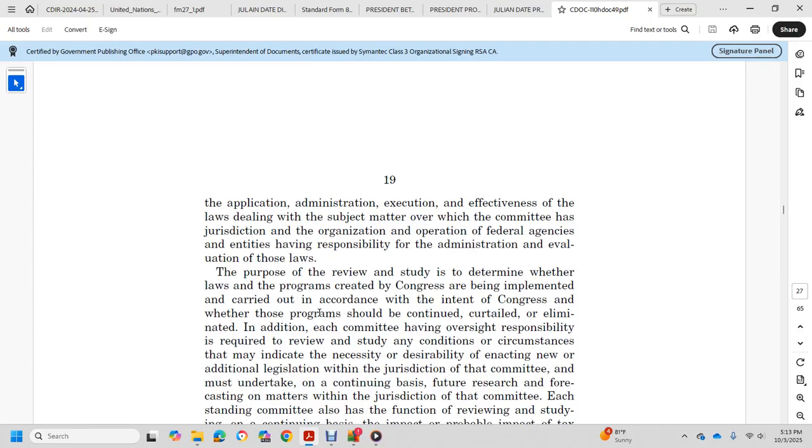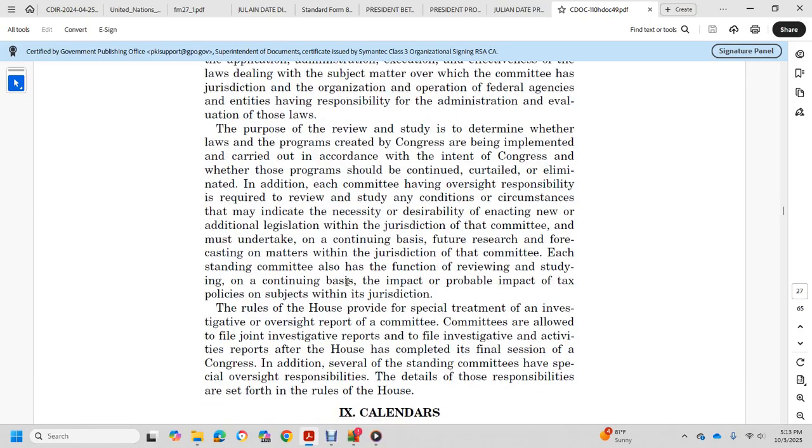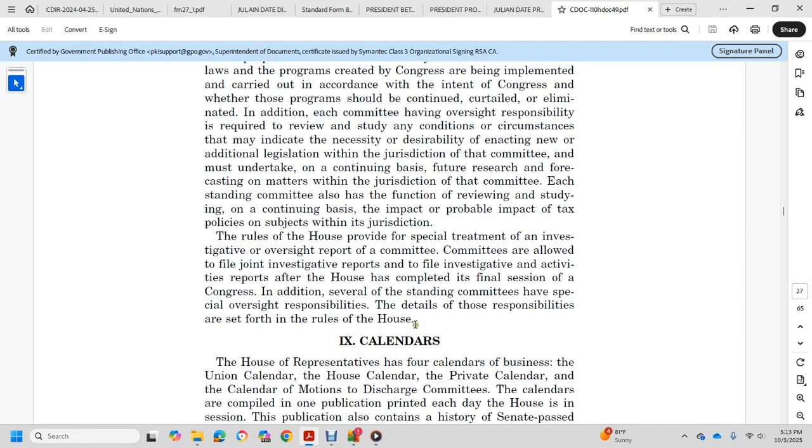Each committee has the function of reviewing policy subjects within its jurisdiction. The rules of the House provide special treatment of oversight reports: committees file their investigation reports, and the reports are filed after the House has completed its final session of the Congress. Additionally, several of the standing committees have special oversight responsibilities set forth in the rules of the House.